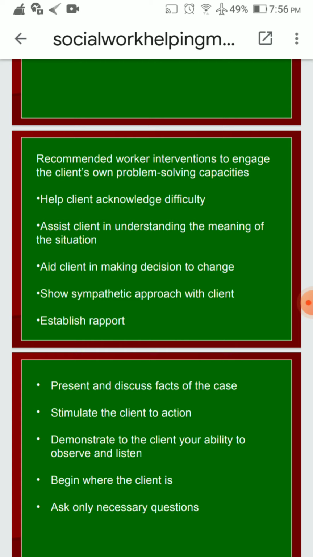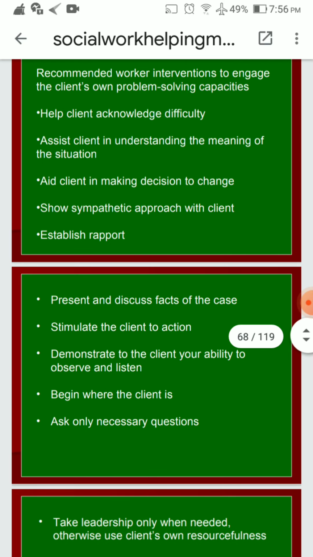Show sympathetic approach with client. If in case he or she cries, you sympathize with the certain client. But not too much, that if he cries, you cry also. So you should be the one who is strong because the client really looks for support. Really from you, the client draws strength.